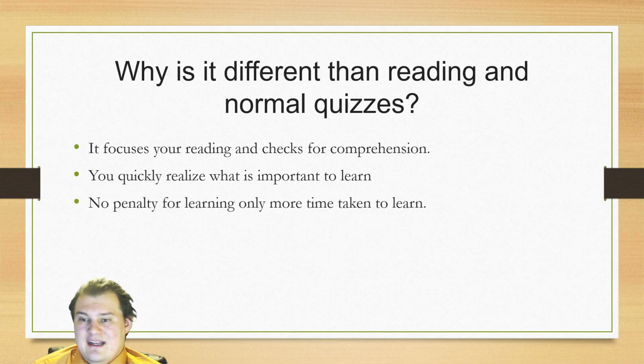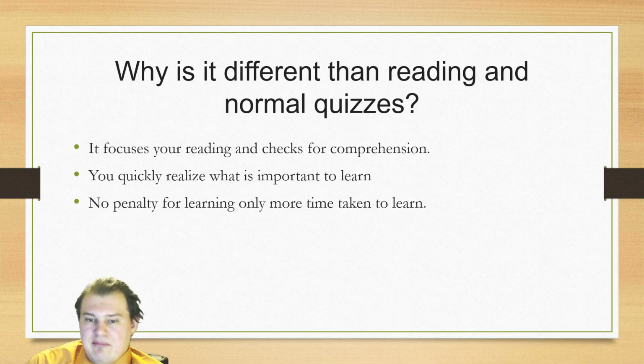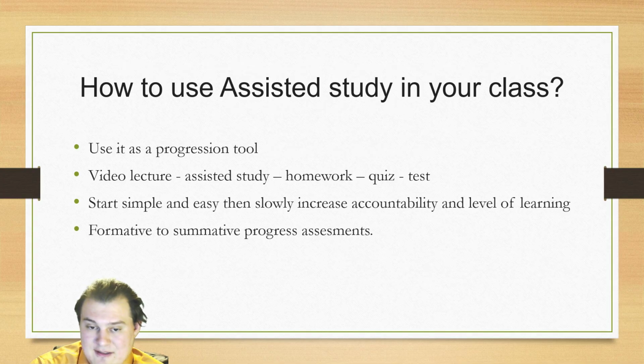Why is it different than reading and normal quizzes, okay? It focuses your readings. It'll show you what's important. So it'll give you a question, and you're like, oh, they gave me a question on that, that must be important. If there's no question on it, the level of importance goes down. You quickly realize what's important to learn. No penalty for learning, only time taken. That's just going back to it, okay? A lot of times with a quiz, you feel like, hey, I missed it, you're penalized. With assisted learning, I missed it, let me see what I need to go learn, and when I get it right, I move on. So there is a penalty for learning, which is time, but you're not set back as much.